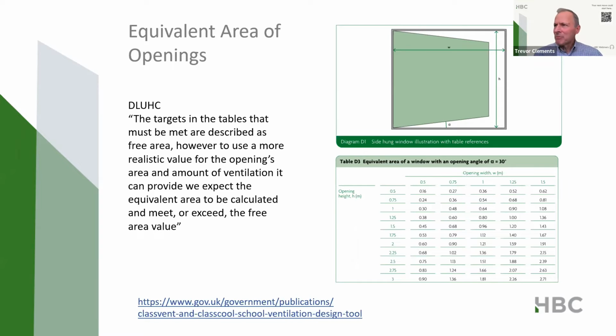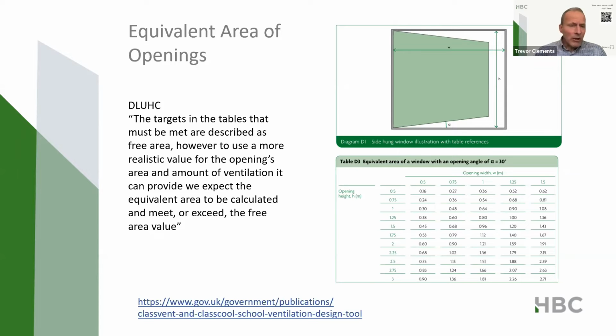So there you see some tables from Appendix D, which show you how to convert to equivalent areas. And there's various tables depending on the opening angle of the window. And then you relate that to the width and height, and you will get the equivalent area in the table.